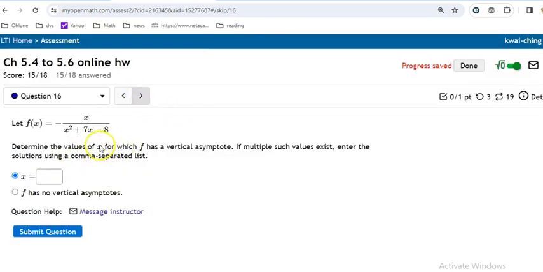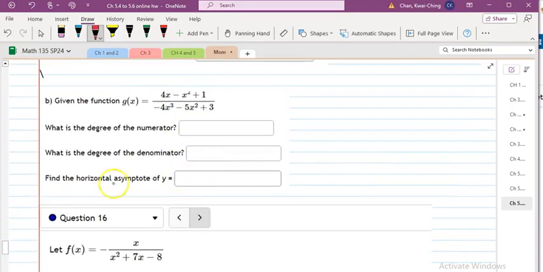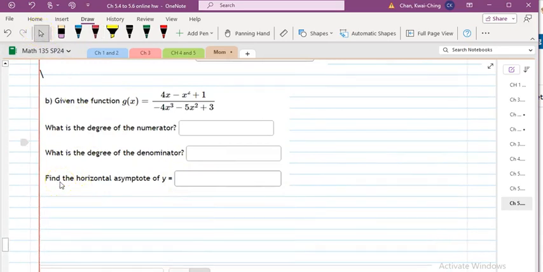16, determine the values for which f has a vertical asymptote. So this is finding vertical asymptote, and if you look at the notes, for vertical asymptotes you solve the denominator equal to 0 after factoring, after canceling common factors. So I'm going to write this out.